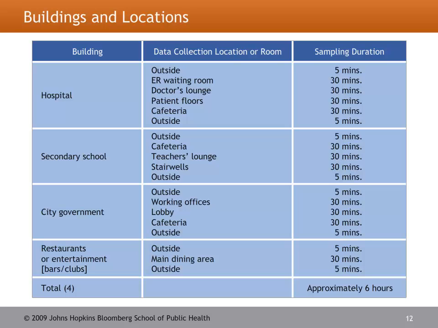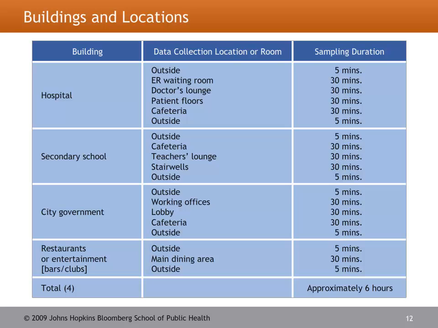So for instance, you're at a hospital. Before you go into the hospital, you wait outside with the machine on for 5 minutes. Then you would go in, and the minute you enter into the waiting room, you would go ahead and log in the time on a sample collection sheet. We'll review this all in further detail. You would stay in that room for approximately 30 minutes, and then once you left that room, you would again log the time, and you would proceed to the doctor's lounge.